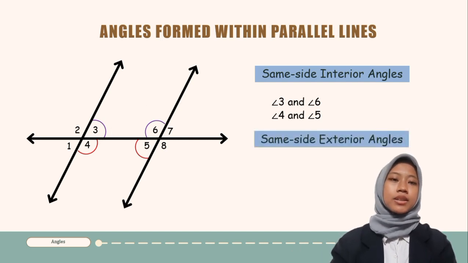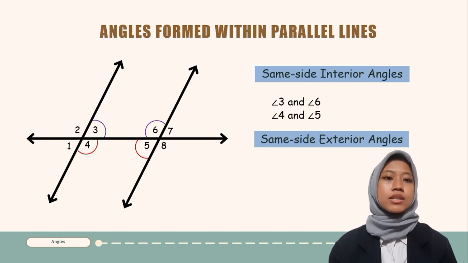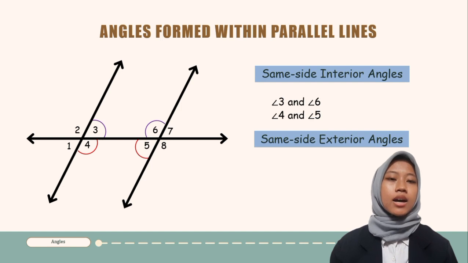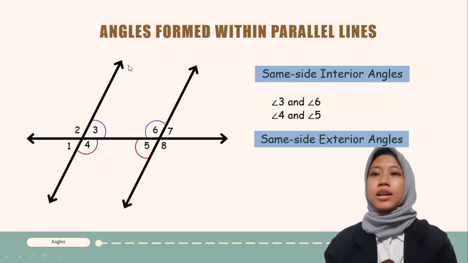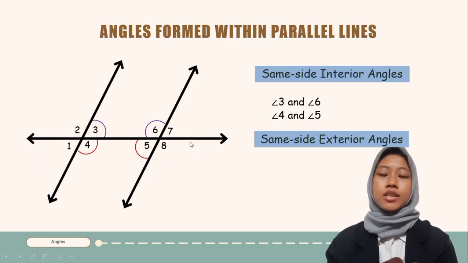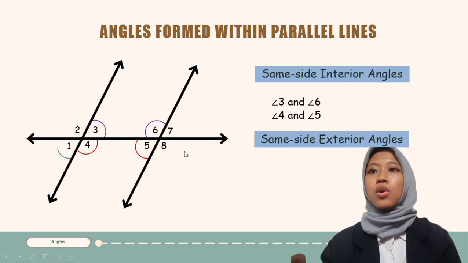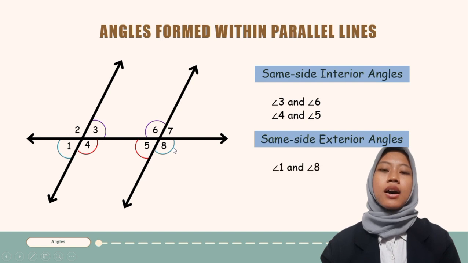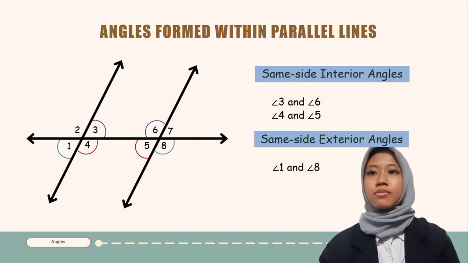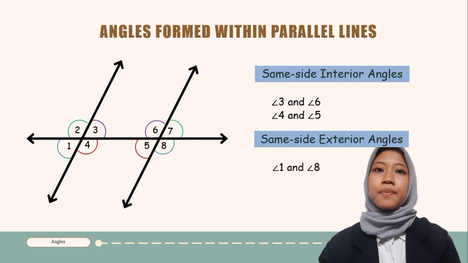And the next, same side exterior angles. Same side exterior angles are on the same side of the transversal and are outside of the parallel lines. In this part and in this part are same side exterior angles. It's like angle 1 and angle 8 are same side exterior angles, and then angle 2 and angle 7 are same side exterior angles.